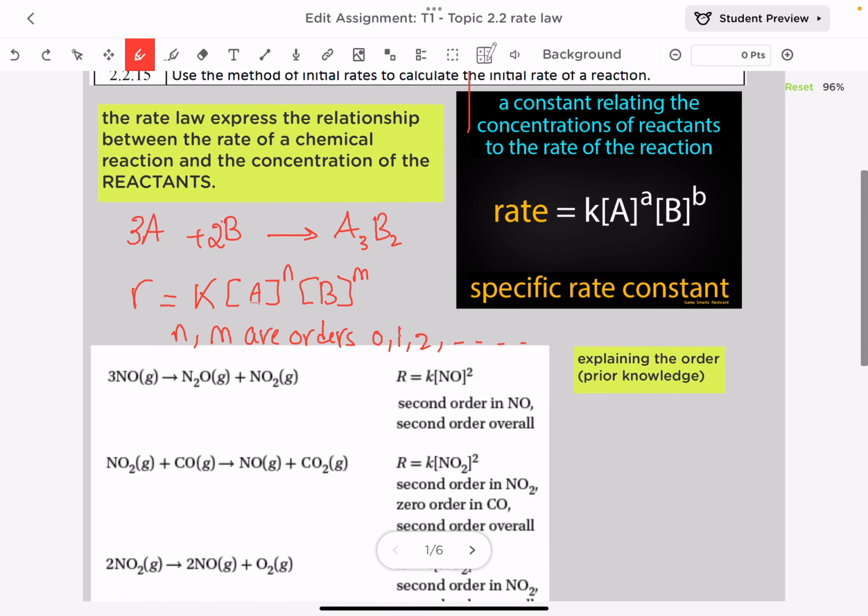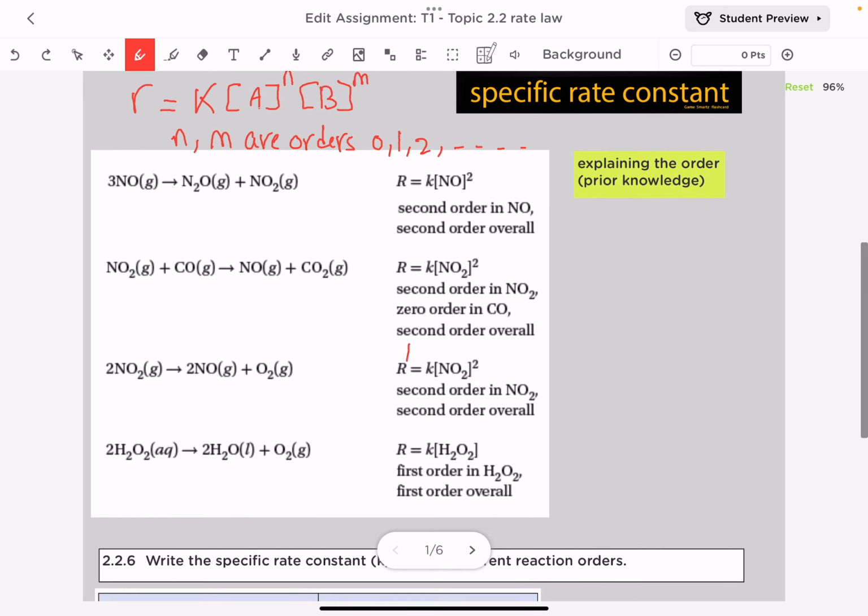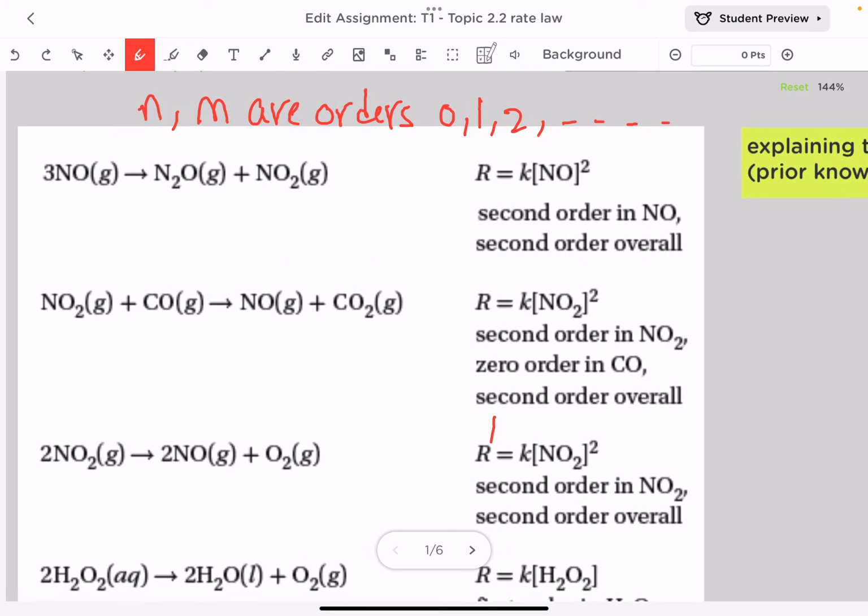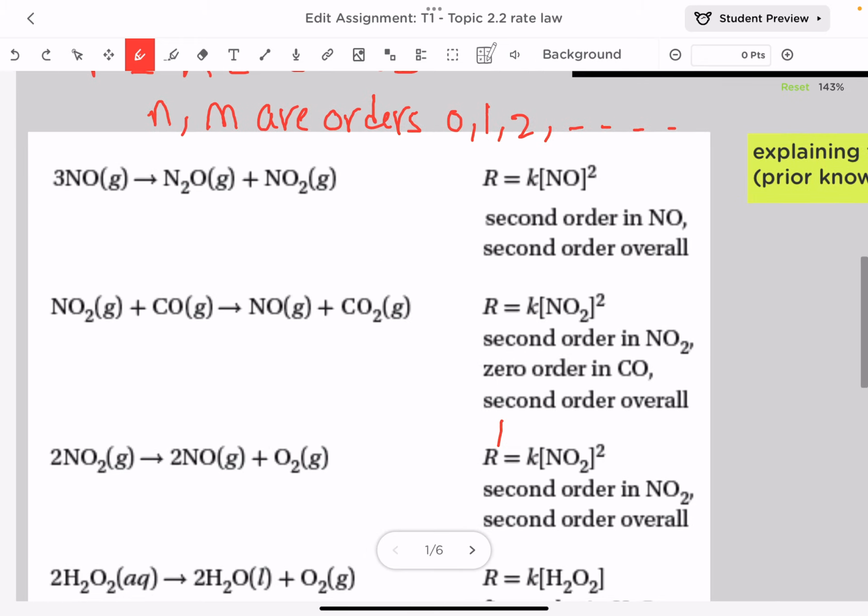Now, something that you should know about the orders. So for example, here's a reaction, 3NO giving N2O and NO2. When writing the rate law, or if the rate law of this reaction is given, it will not include the products. So here they gave us that the rate law is equal to K, the rate constant, multiplied by the concentration of NO raised to the power of 2.